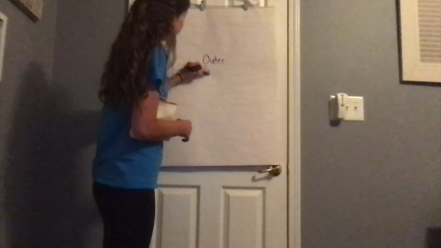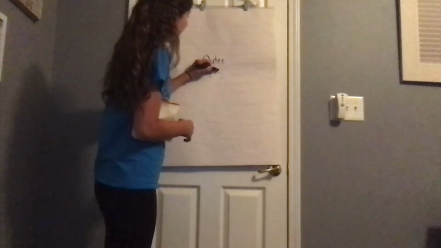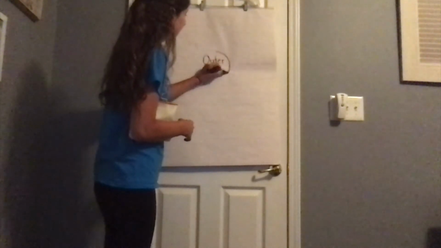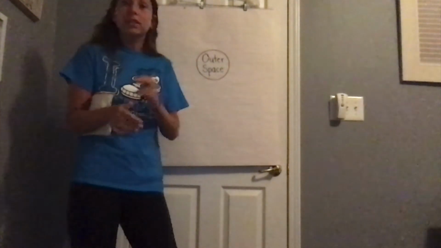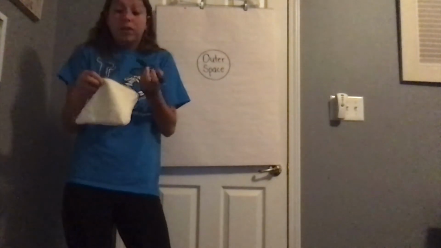So the very first thing you do is write the subject or topic in the middle of your board or piece of paper. So like I mentioned before, our topic or theme of the week is outer space. So I'm writing that in the middle, outer space. And I'm putting our topic in a bubble. And now I'm thinking of words that describe outer space.